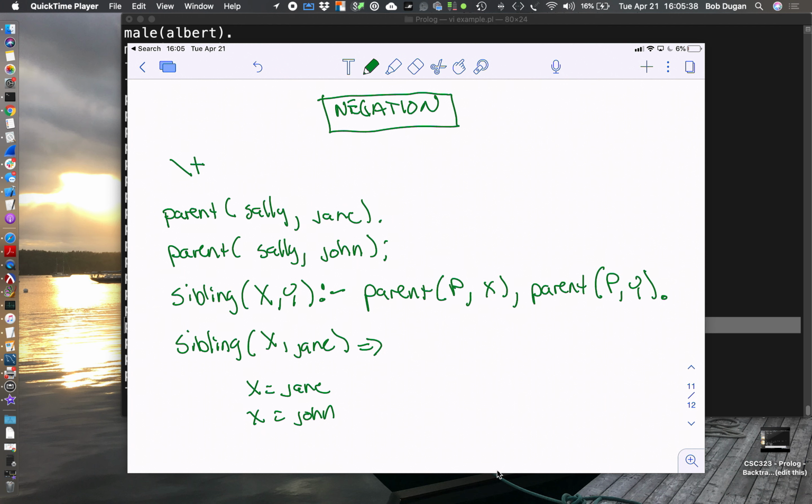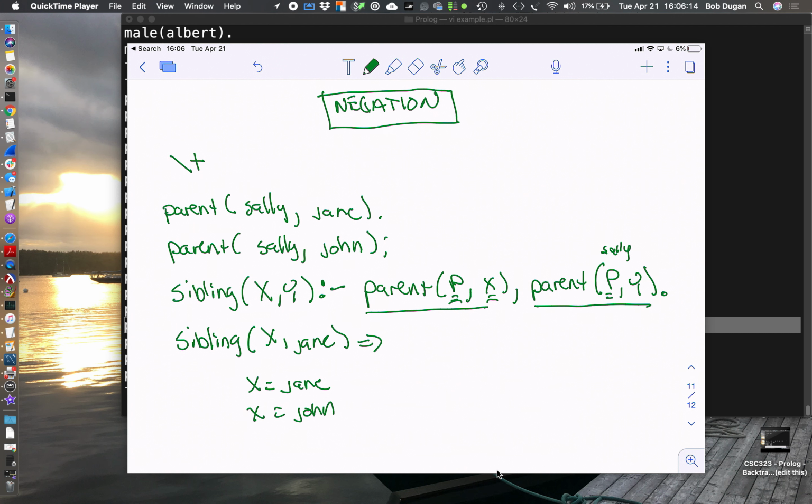Now, why is that? Well, if you just look at the way this clause is set up, Jane is definitely a sibling of herself because the parent P for Jane is Sally, so we're going to have P be Sally, and then we're just looking for parents that satisfy P equals Sally. Well, Jane is one of them, so that's not great.